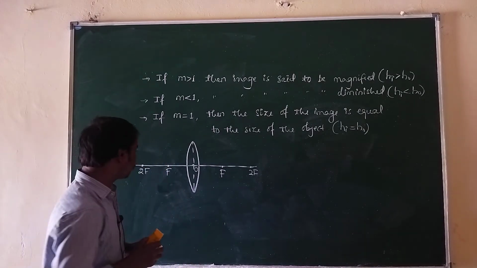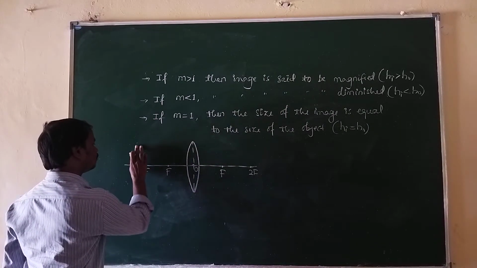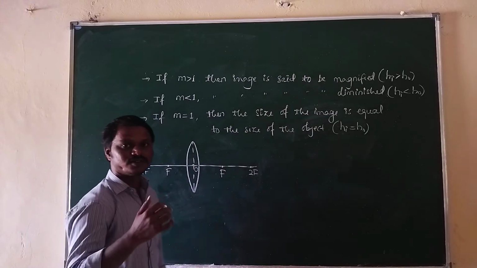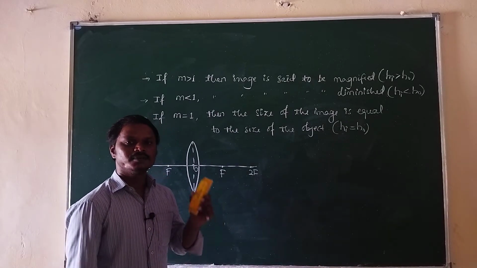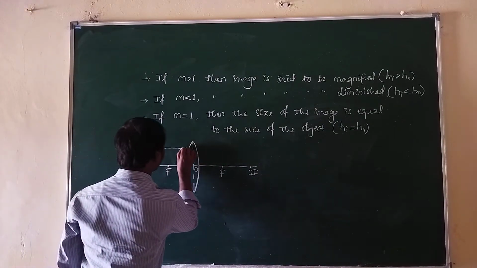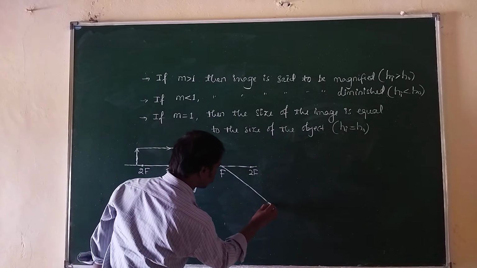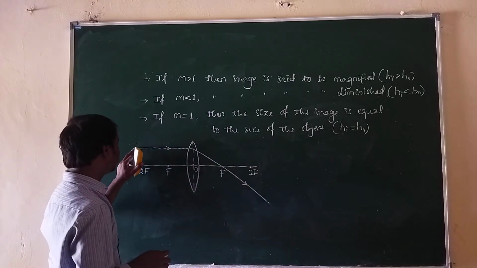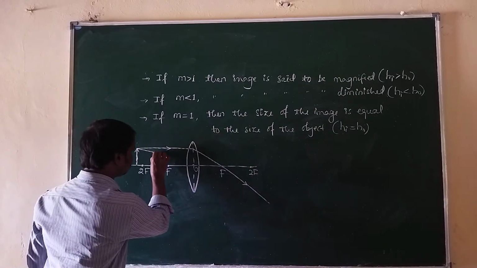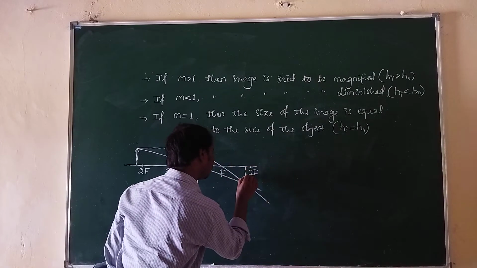and inverted. For example, let us take the object just beyond 2F. In order to get the image of this object, we are going to follow how many incident rays? 2 incident rays. The first incident ray is parallel to the principal axis. After refraction, this refracted ray passes through the second principal focus, and the second incident ray which is passing through the optical center passes without any deviation. Then here we got the image.